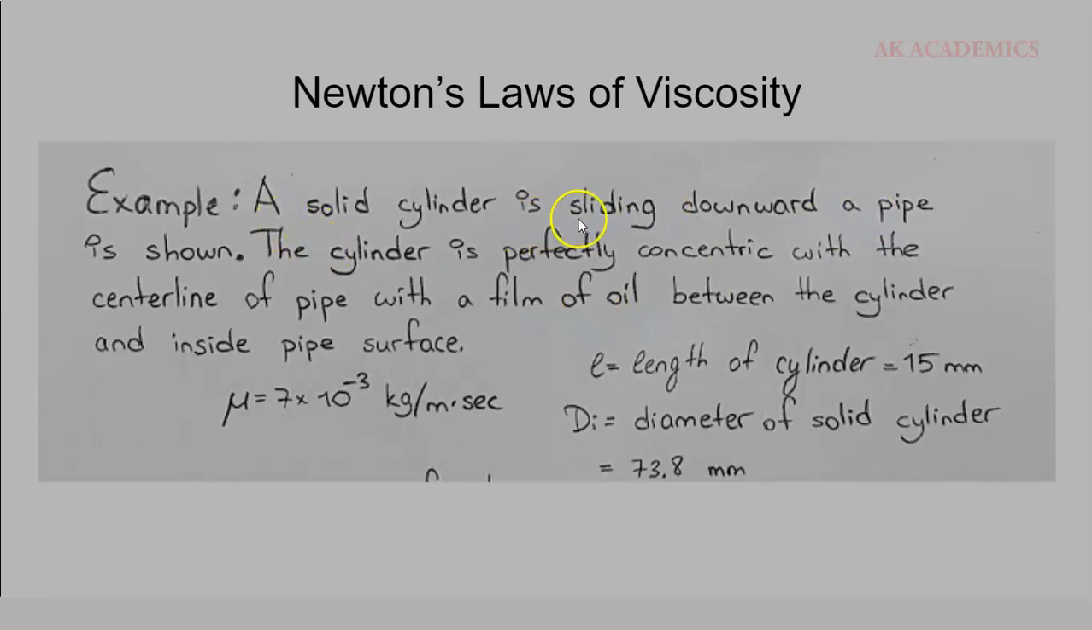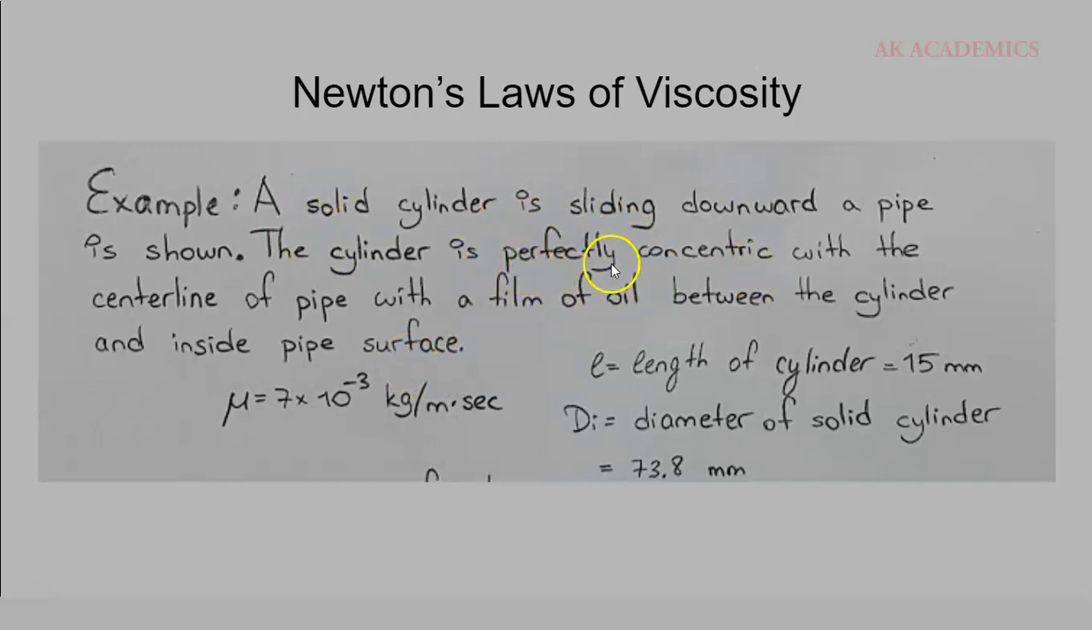A solid cylinder is sliding downward in a pipe, as shown in the next slide. I'm going to show you the diagram soon. The cylinder is perfectly concentric with the center line of the pipe, with a film of oil between the cylinder and the surface.